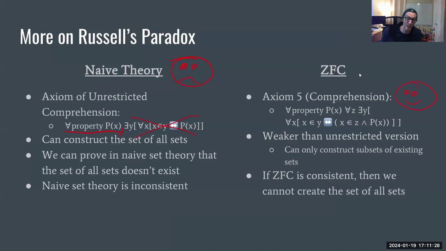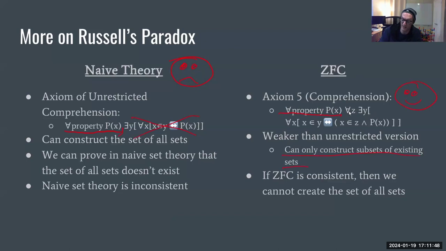Now, you can apply some property, but you apply it already to this set Z. So first you make some set Z, and then you apply the property. I think everyone's clear on this, right? You can only construct subsets of existing sets.